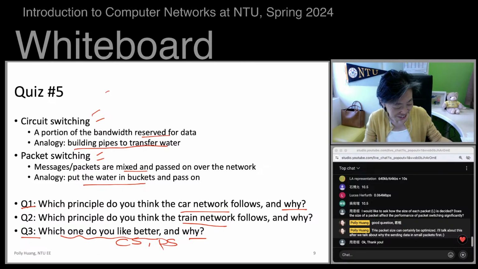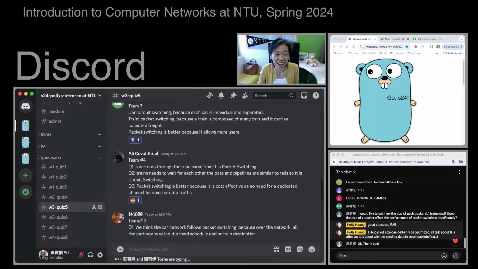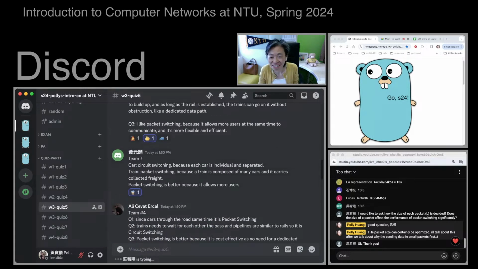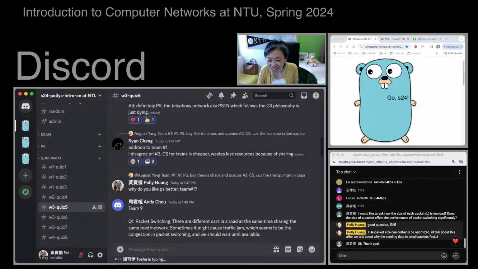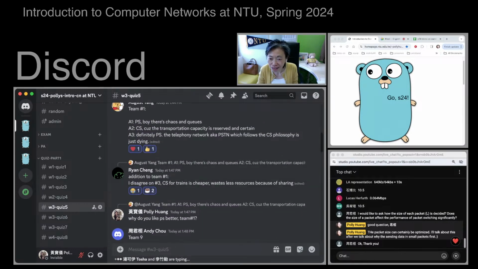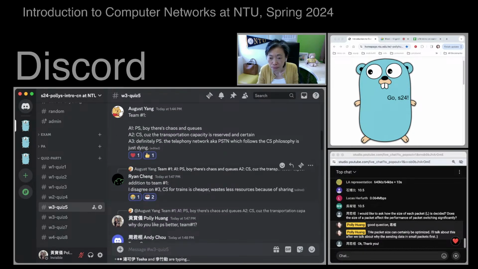All right, so let's check out what you guys said. It's very interesting. Every semester, the majority of the preferences are a little bit different. This year I see that packet switching seems to be preferred more. But you guys also have different opinions about whether the car network or train network is circuit switched or packet switched. I see the majority seems to be saying that the car network is packet switched.